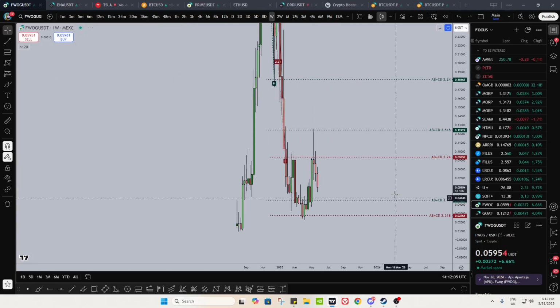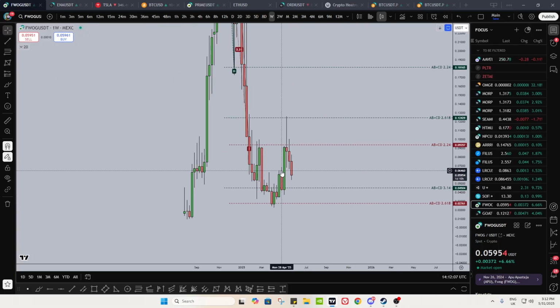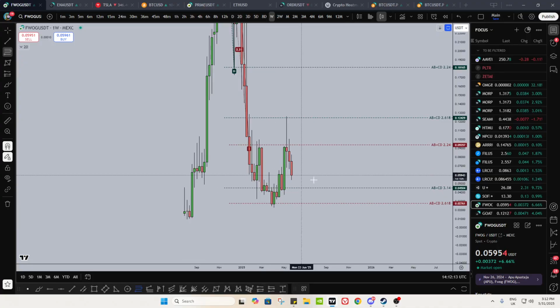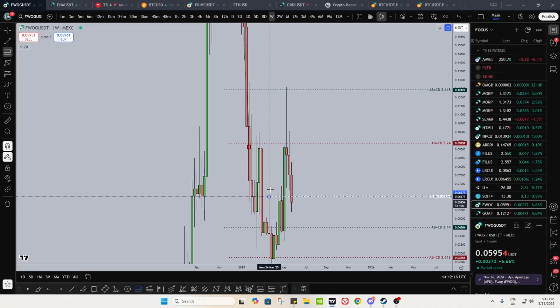So let's look at the weekly. Where are we? Weekly order block. I'm not interested in that. Weekly seller zone. That's what I'd want to watch. Current cycle. And that's a red candle. Yep. So your macro read is going to be that, right? Boom.